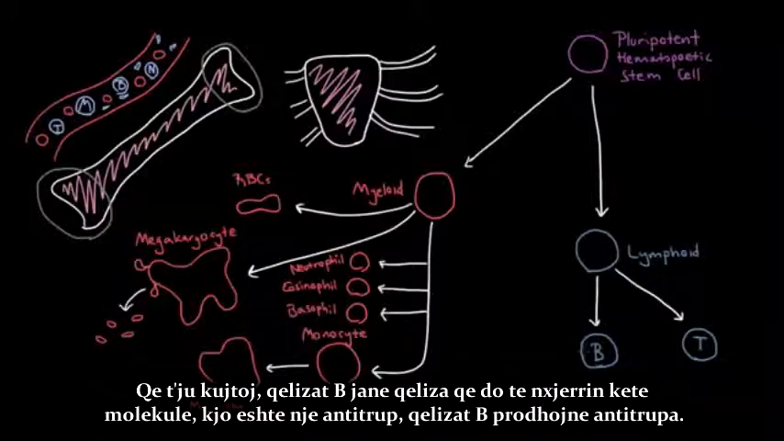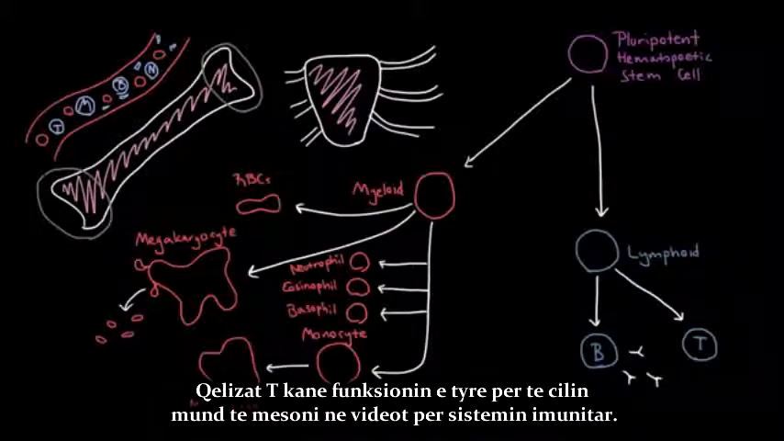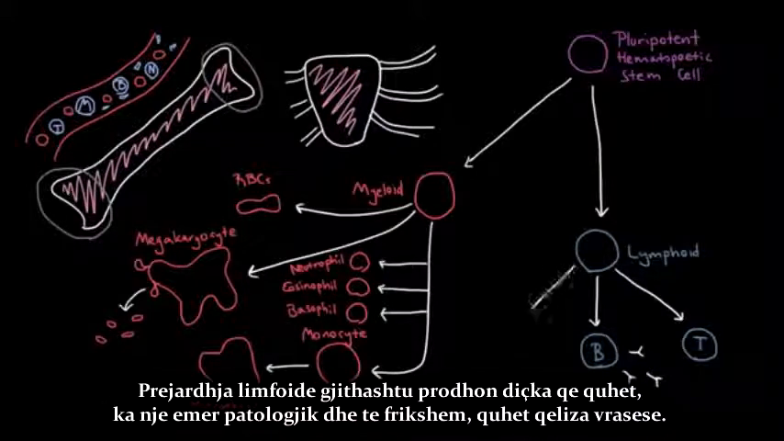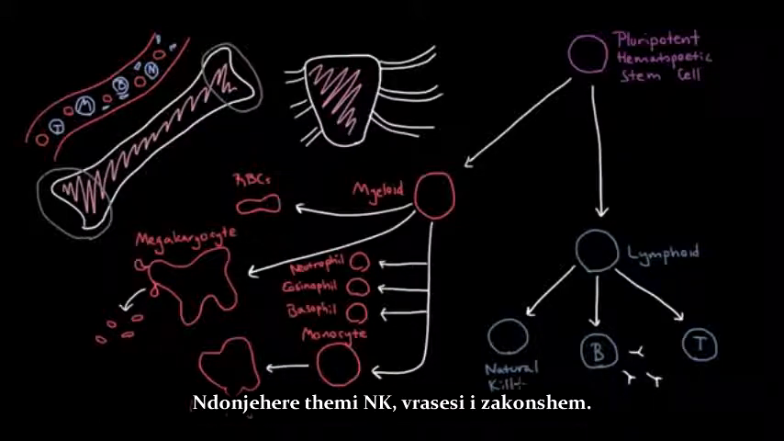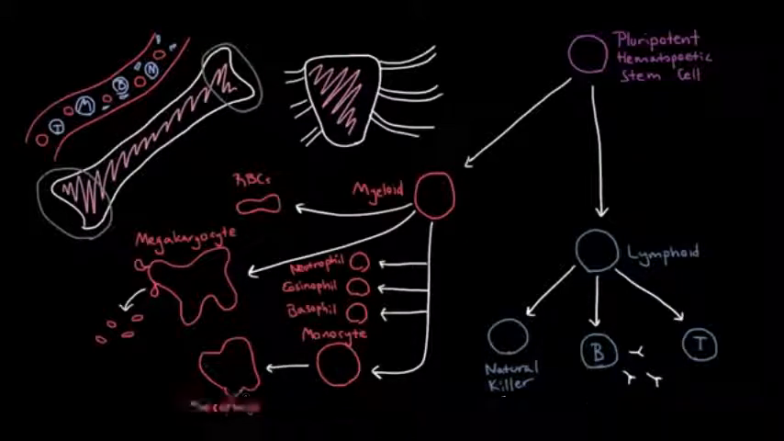And if you recall, B cells are the guys that are going to put out this molecule. Do you know what that is? That's an antibody. B cells make antibodies. And T cells have their own functions that you can learn about in the immune system videos. Now the lymphoid lineage also gives rise to something that has a very sort of dire, morbid name. It's called a natural killer cell. Sometimes we say NK, natural killer. So this is pretty much it.